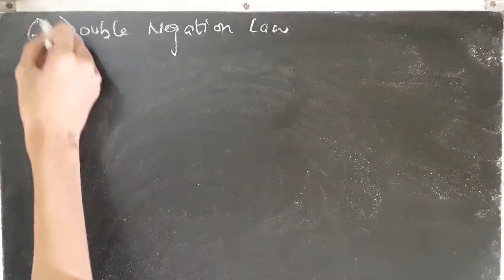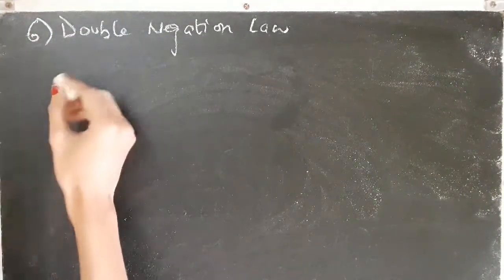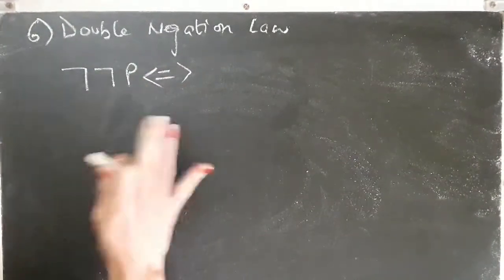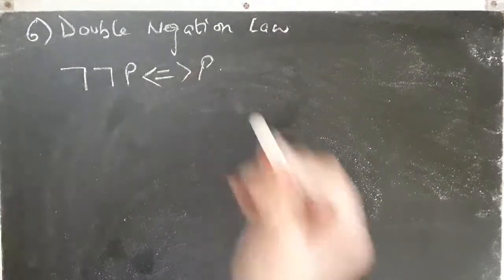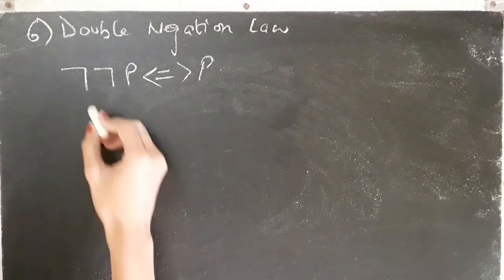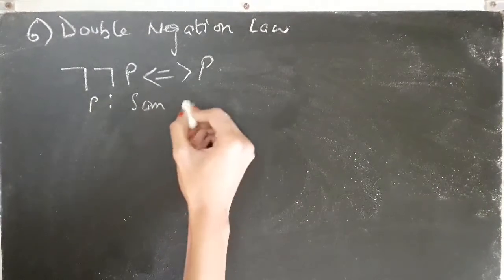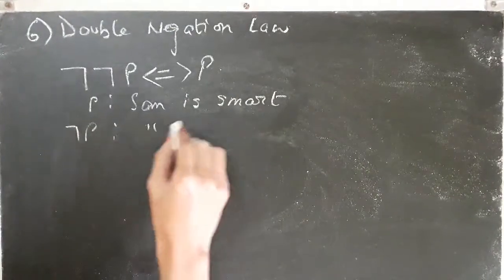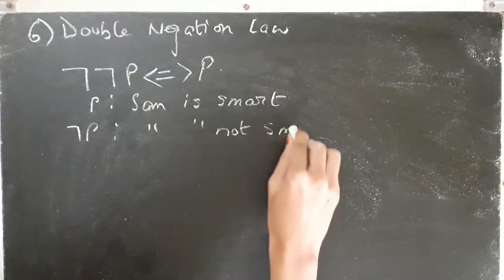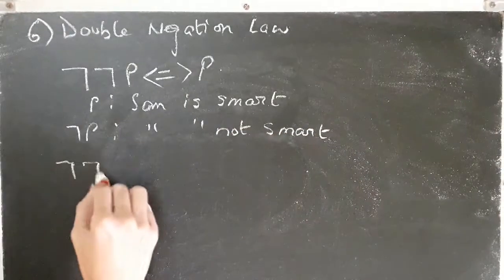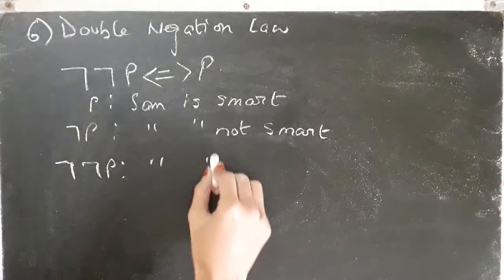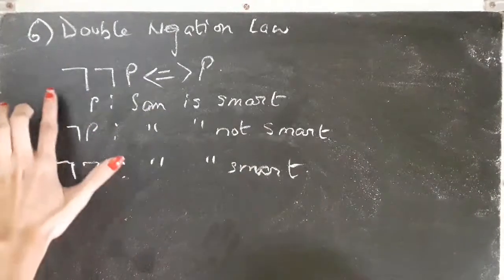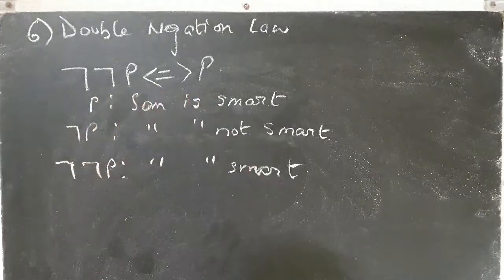This is the sixth logic law that we are doing. It is quite simple and quite logical. Double negation of any propositional statement is the statement itself, which is quite obvious. For example, if P states Sam is smart, negation of P is Sam is not smart. And what is the double negation of P? Obviously it is Sam is smart. Thus, this is the double negation law, that the double negation of a propositional statement is always the same as the statement itself.